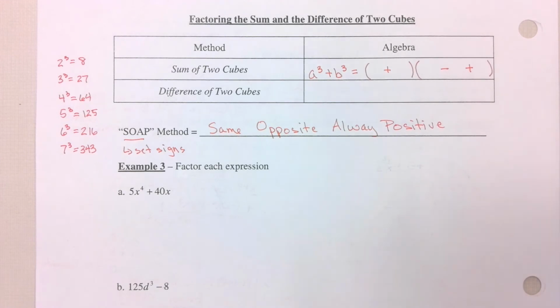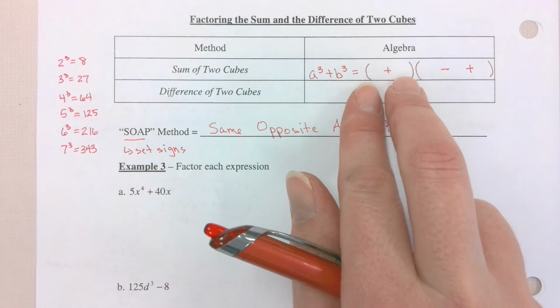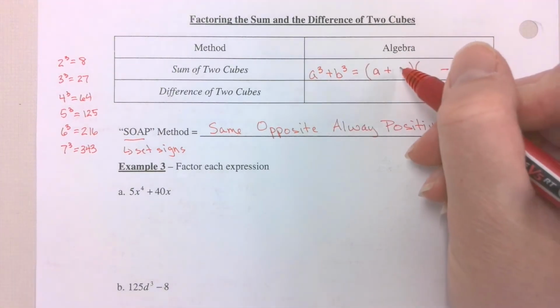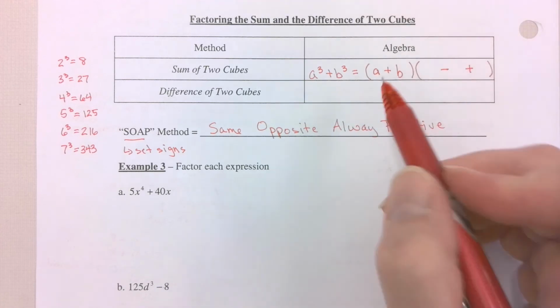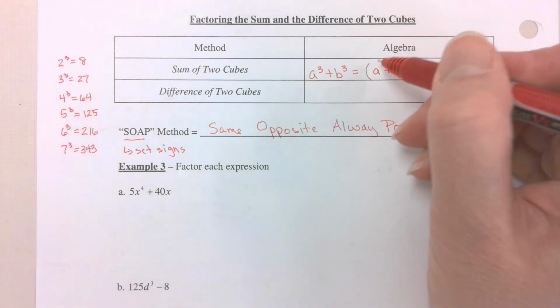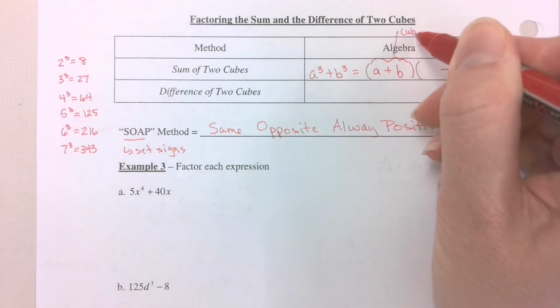What I'm going to do now is take the cube root of my two terms and put them in here. So you take the cube root of a to the third, which is a, and the cube root of b to the third. What times itself? So these are the cube roots.